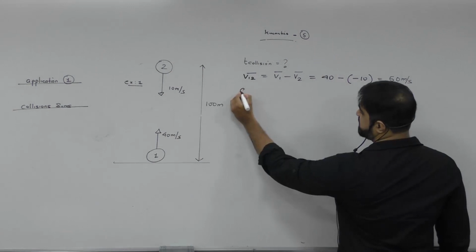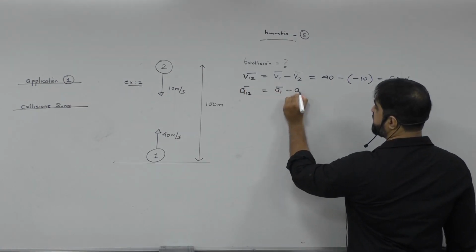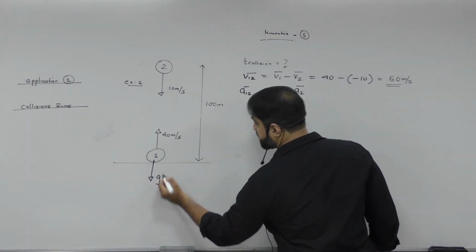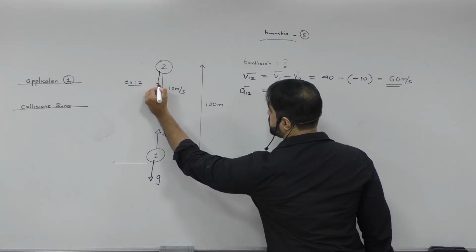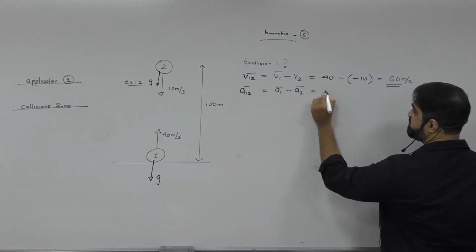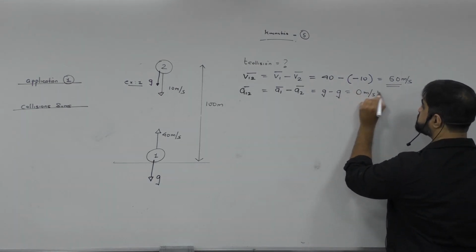Can you tell me what is acceleration of 1 with respect to 2? It will be A1 bar minus A2 bar. Now what is acceleration of 1 in gravity? G, na? And what is the acceleration of 2 also? G. So can I say both are down? So same direction subtract will become G minus G will become what? 0 meter per second square.